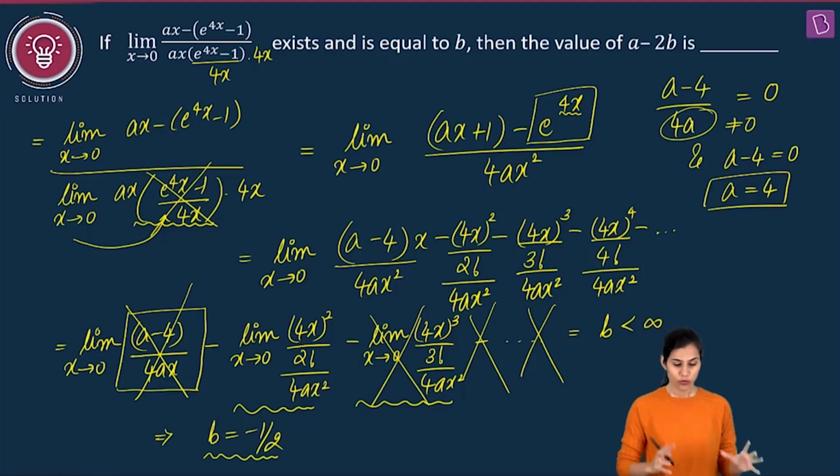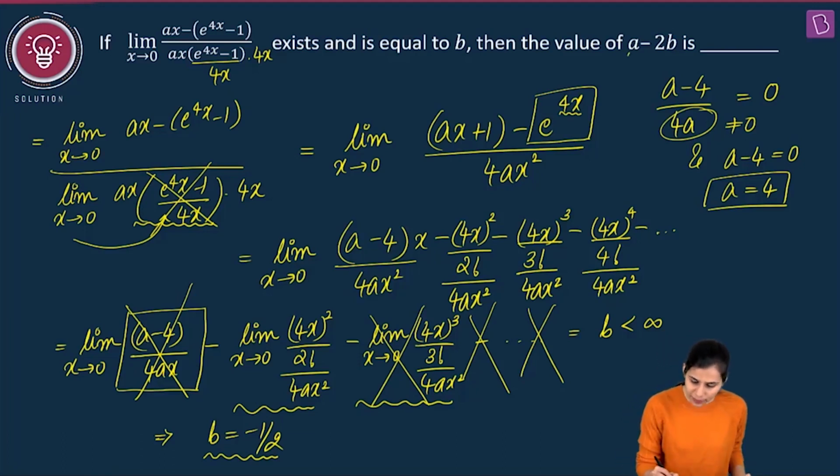Got it? I hope the drill was extremely clear to you. So A is 4, B is minus half. Plug it in this expression, what do you get? 4 minus 2 times minus half, which gives you 4 plus 1, that is simply 5.